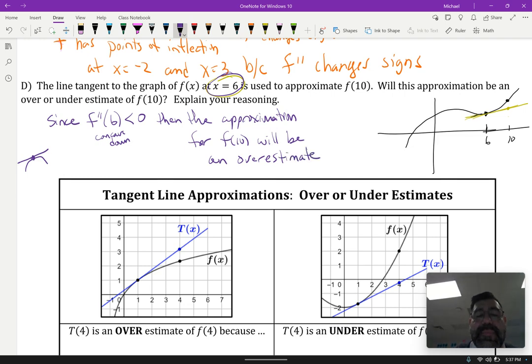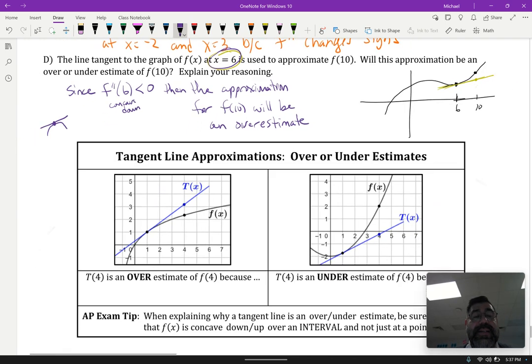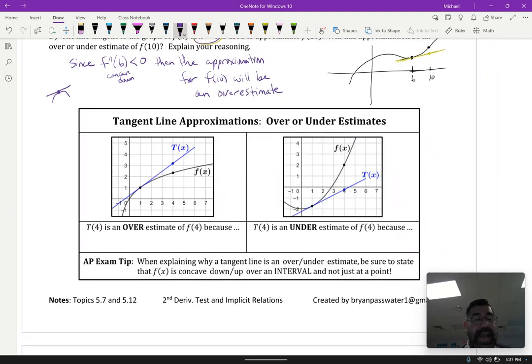And the table at the bottom of this page explains that idea, right? If I have a concave down situation, when I draw the tangent line, it's going to be above the curve. So any estimate that I use with this line is going to be an overestimate. But if my graph is concave up, then the tangent line is going to be under it. And so therefore, I'm going to have an underestimate. So just a tip here, it says explaining why a tangent line is over and under, but be sure to state that f of x is concave up or down over an interval and not just at a point.